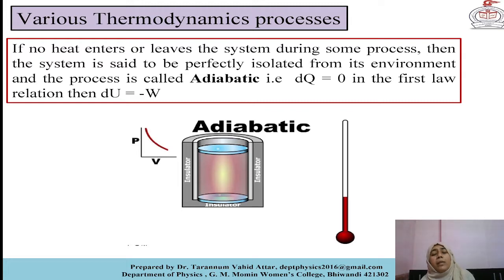The various thermodynamic processes are adiabatic process, isobaric process, isochoric process, and isothermal process. If no heat enters or leaves the system during some process, then it is said to be perfectly isolated from the environment, and it is a process called an adiabatic change. For this change, dQ is equal to 0, and according to the first law of thermodynamics, we can write it as dU is equal to minus W.